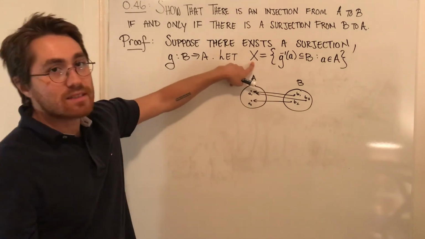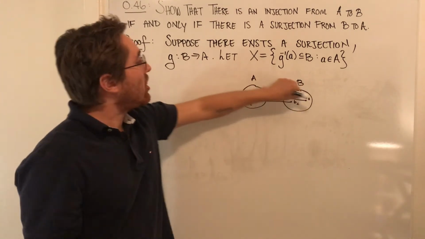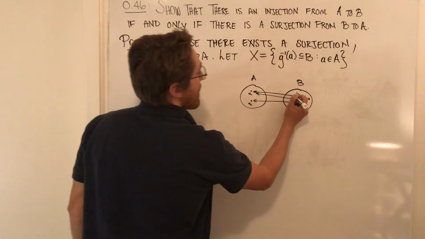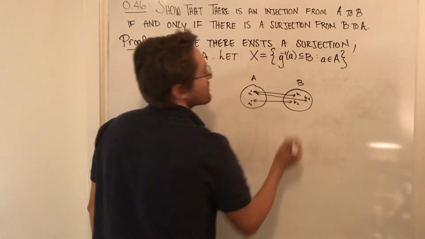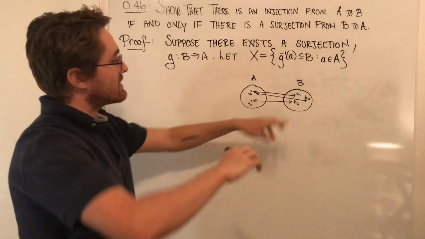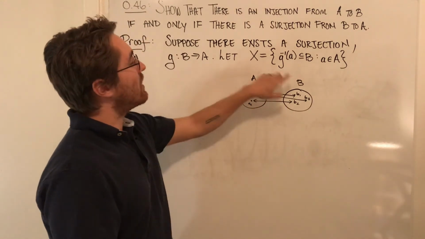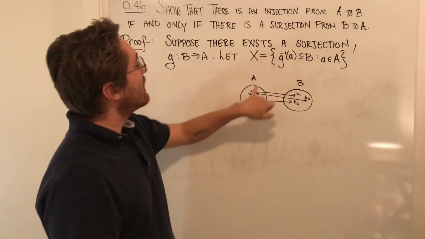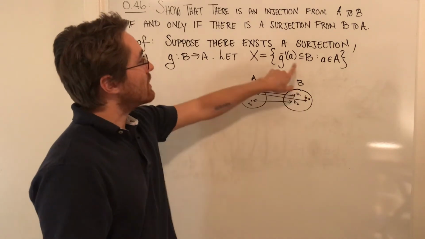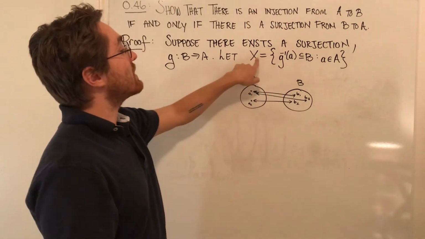So what this X is basically is all of these backwards. Just go backwards, that's all it is. And then take the collection of all the things that you get when you go backwards. So for this A1, it would be the set B1, B3. For this A2, it'd be the set B2. So that would be X.